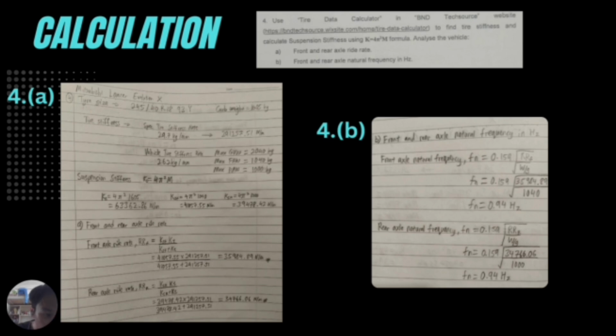So for the answer, the front axle ride rate is 35984.89 Newton per meter. For the rear, the answer is 34766.06 Newton per meter. So question B is to find front and rear axle natural frequency in hertz. The front axle is 0.94 hertz, and the rear axle is also 0.94 hertz.